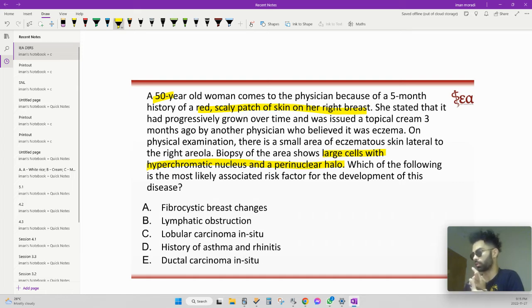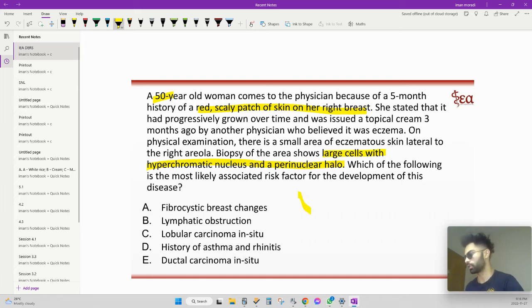I don't really know what abnormal is exactly, but large cells, so they're larger than normal. That's not normal. Hyperchromatic nucleus: the nuclei are hyperchromatic, which means they're darker than normal. And then there's perinuclear halo. What I'm thinking is that if it was normal, they would just not say it. They would just say whatever, normal. So some abnormal looking cells, and you have these cutaneous changes. So this is Paget's disease of the breast.